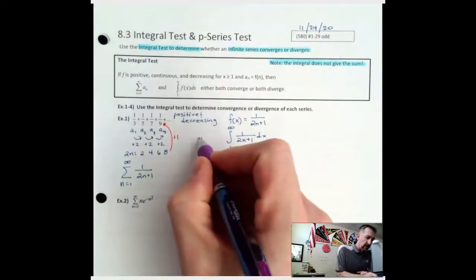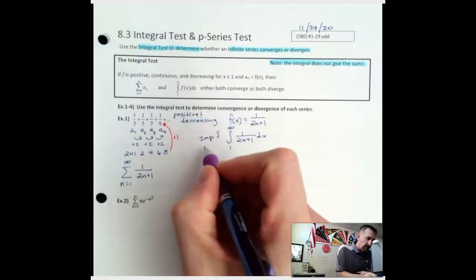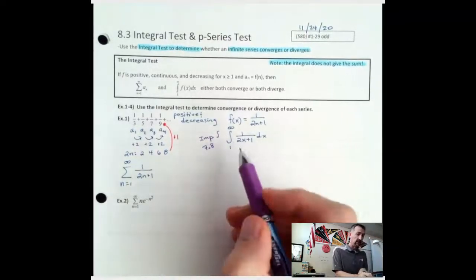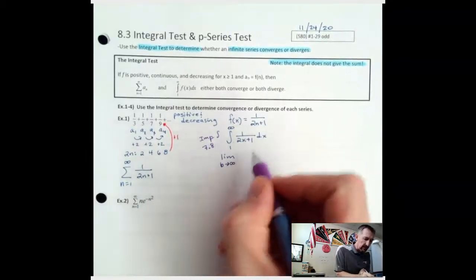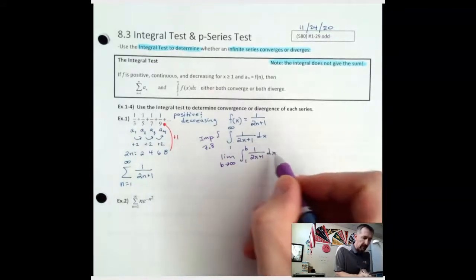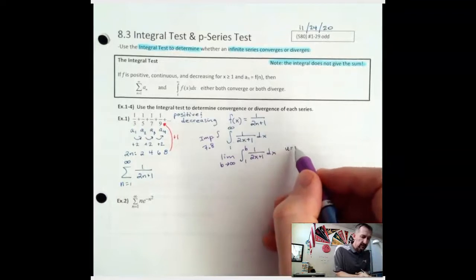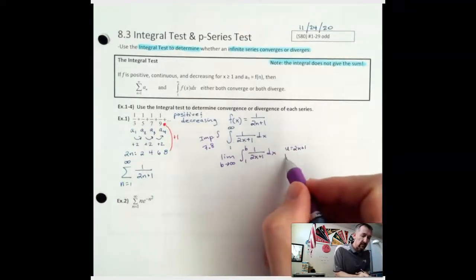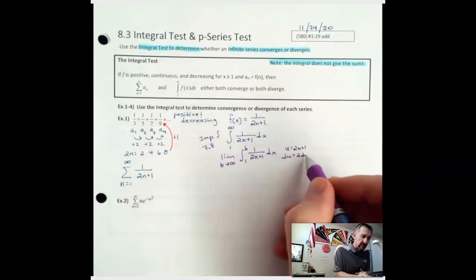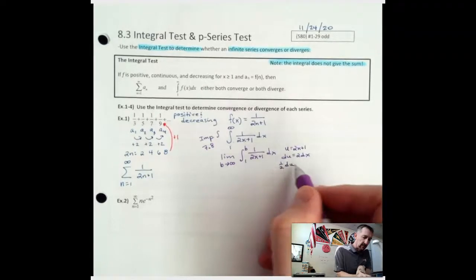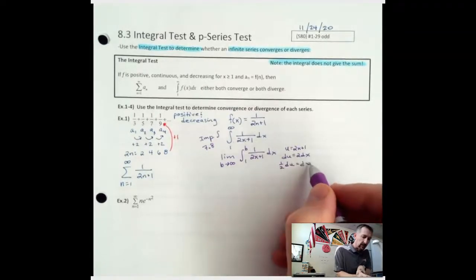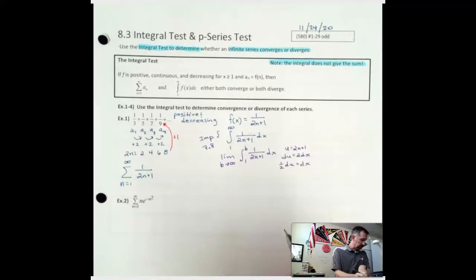Alright, so this is an improper integral from 7.8. So we're going to take the limit as b approaches infinity of the integral from 1 to b. And then we're also going to do a u substitution on this. So u is going to be 2x plus 1, and du is going to be 2dx. And so we're going to have 1/2 du equals dx.